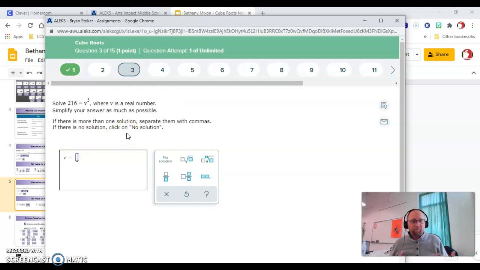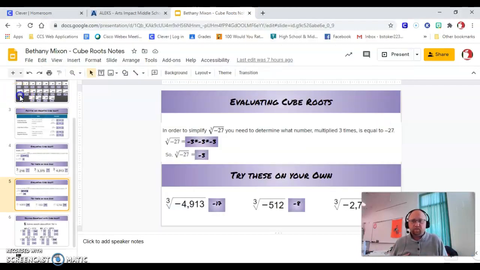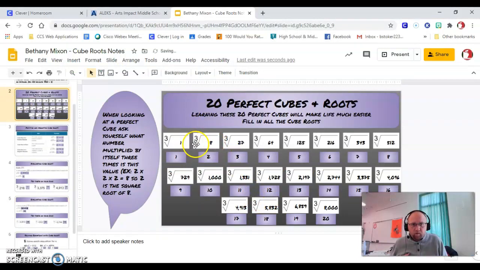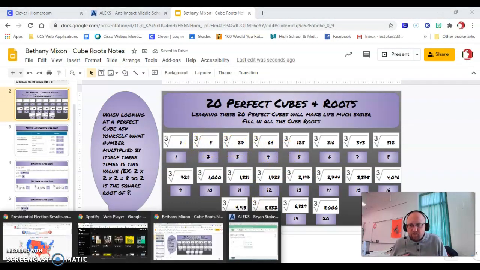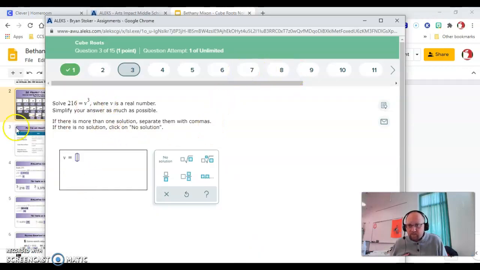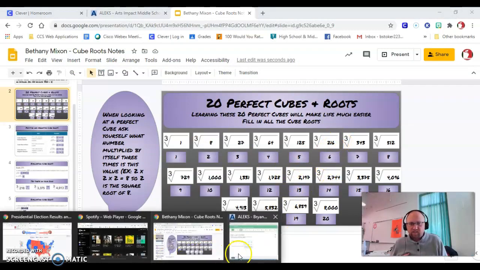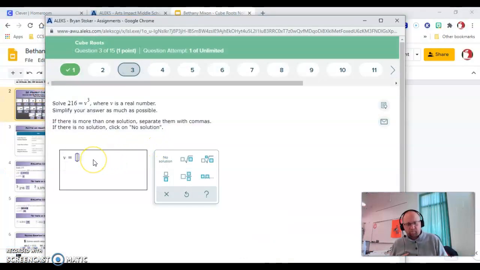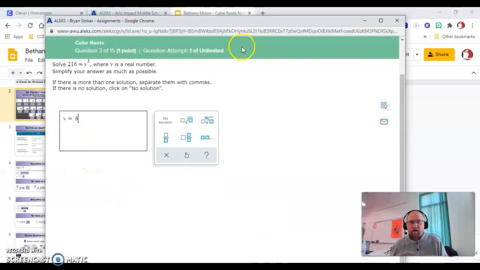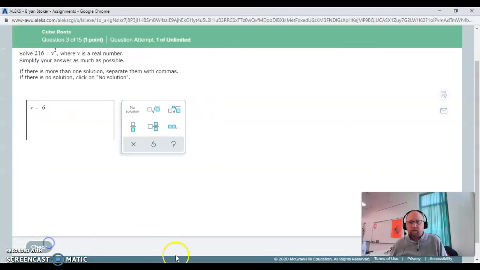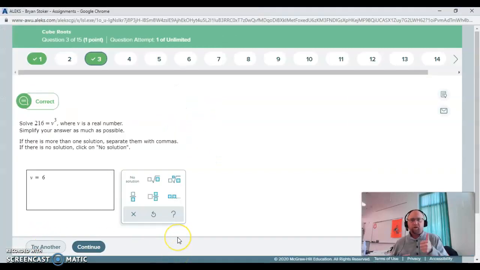Okay? Again, you have 2 options. Use your perfect cube sheet, use a calculator. Okay? I would use my perfect cube sheet, bring that back up, and I would look for, I believe we were doing 216. Let me double check that. 216, yes it is. So I need that to be, yes. So the cube root of 216 is 6, and so I'll bring that up. I'll enter 6, and again, I will check my answer. Okay, I'm good to go on that one.